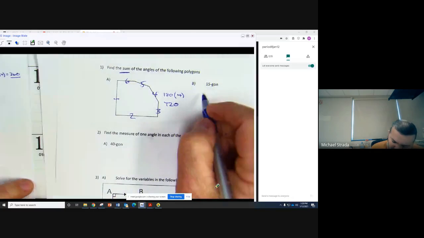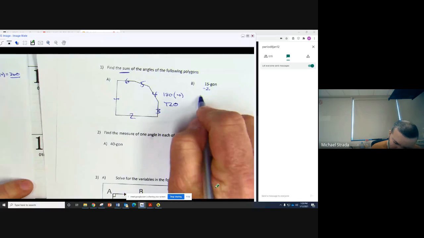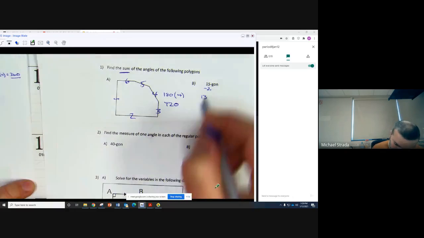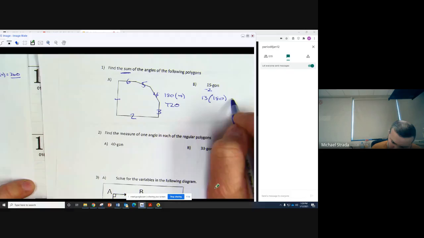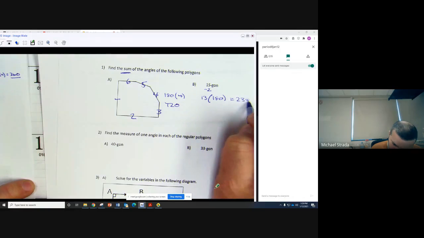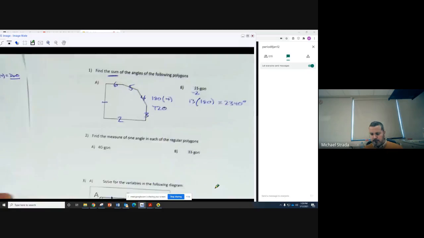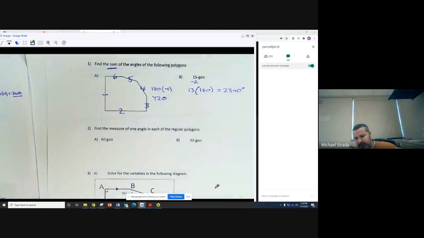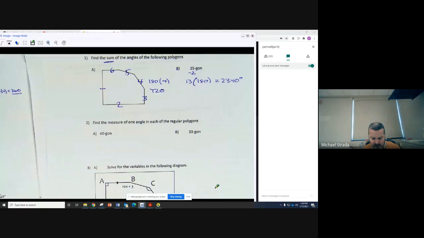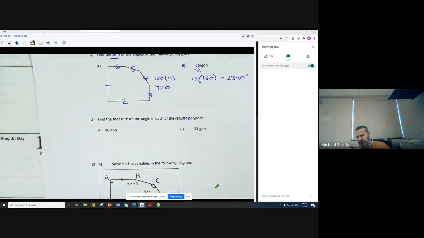For the 15-gon, we're just going to subtract 2. 15 minus 2 is 13. We're going to multiply that by 180, and we end up with 2,340 degrees. So when they ask you to find the angle sum, that's all you're doing. That is different than in number 2, where you find the measure of one angle in each of the regular polygons.